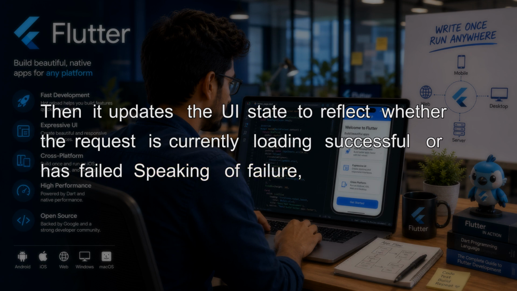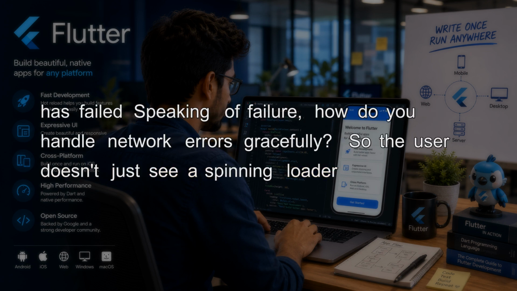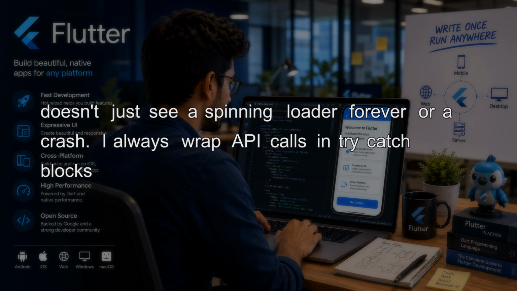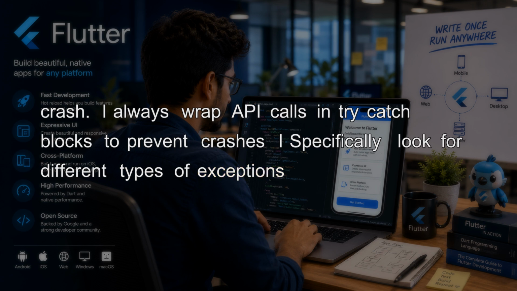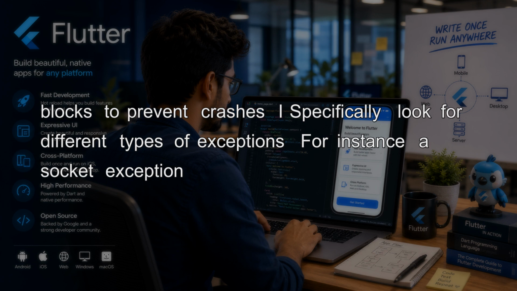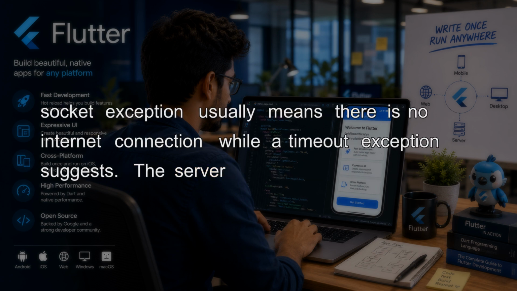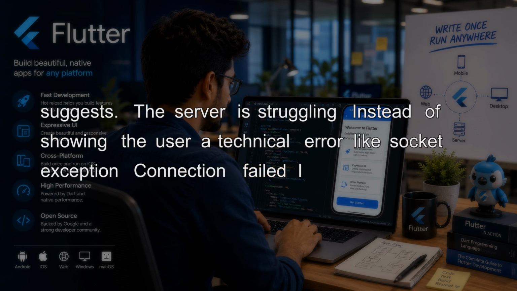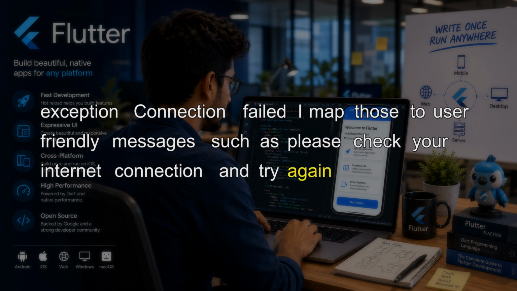Speaking of failure, how do you handle network errors gracefully so the user doesn't just see a spinning loader forever or a crash? I always wrap API calls in try-catch blocks to prevent crashes. I specifically look for different types of exceptions. For instance, a socket exception usually means there is no internet connection, while a timeout exception suggests the server is struggling. Instead of showing the user a technical error like "socket exception, connection failed," I map those to user-friendly messages, such as "please check your internet connection and try again."